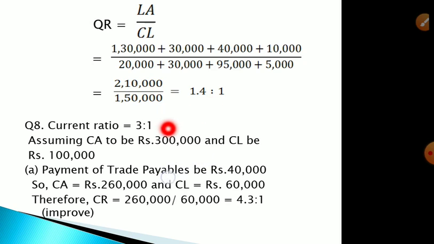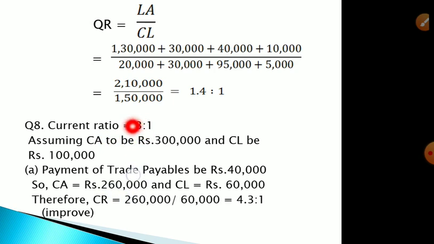Now in question number 8, the current ratio of a company is given as 3:1, and we have to find that in each of the following cases, like this case A, payment of trade payables, what effect will it bring on the current ratio of the company? Now, as we know, the formula for current ratio is current assets divided by current liability.